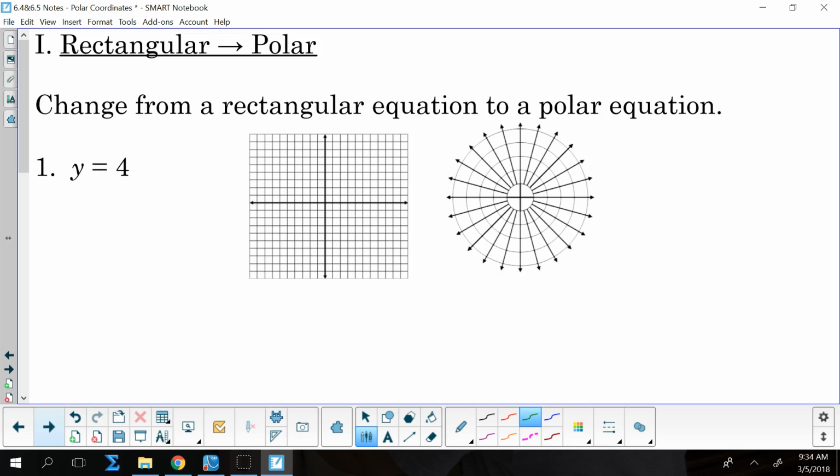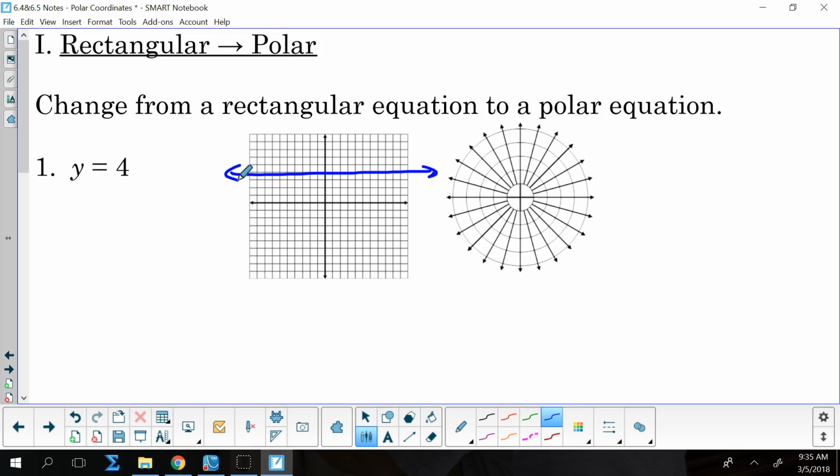Just out of curiosity, what does the graph of y equals 4 look like? It's a horizontal line, 4 up from the origin, right? So it looks like 1, 2, 3, and 4. So it looks like that, right?